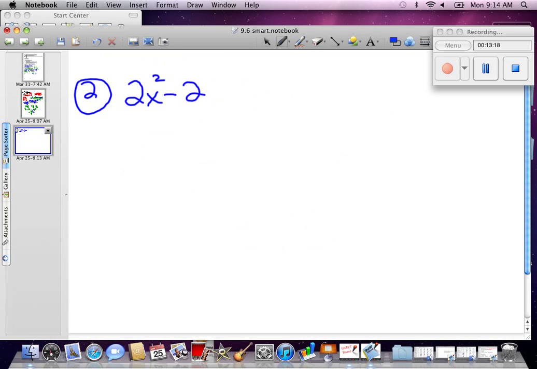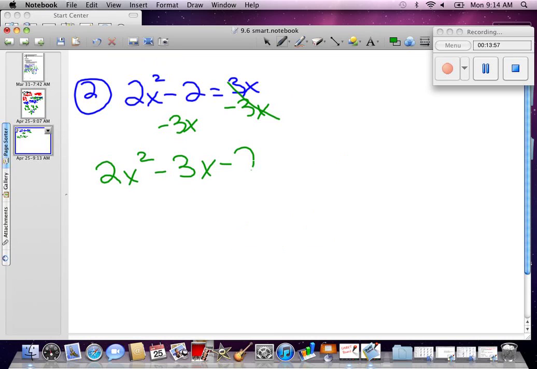2x squared minus 2 equals 3x. This is where we need to be careful when we write it in standard form. Jalen, how do I put this in standard form? It's my first step. Subtract what? Subtract the 3x. And there's nothing I can subtract it with over here, right? Nothing's alike, so we're just going to add it to that side. So Jalen, please tell me what it is in standard form. Read it off to me. Good job. Last part. Minus 2 equals 0.